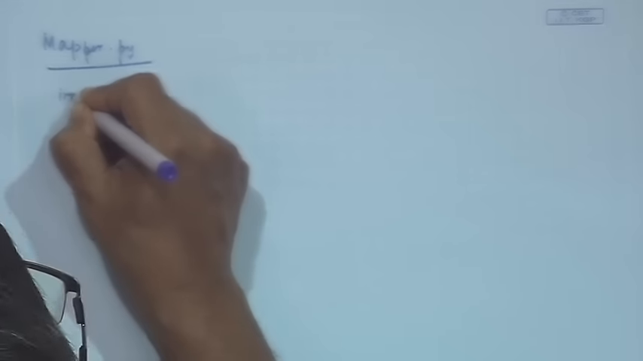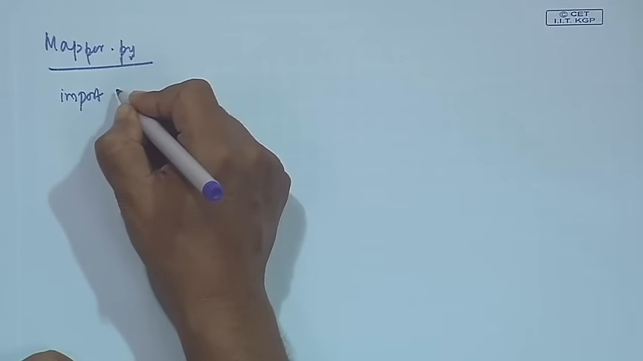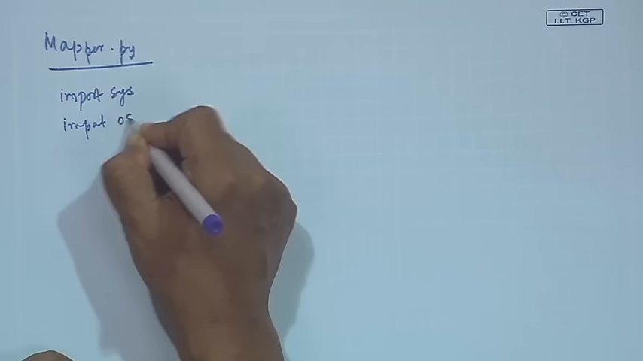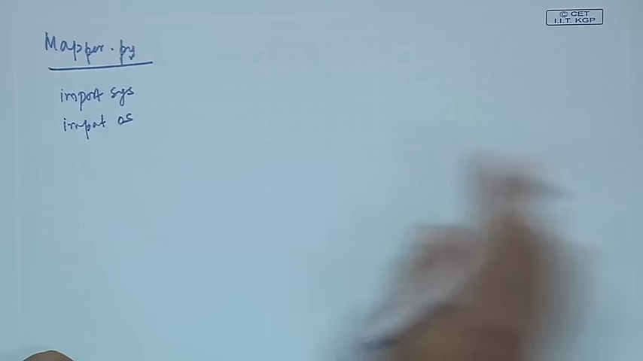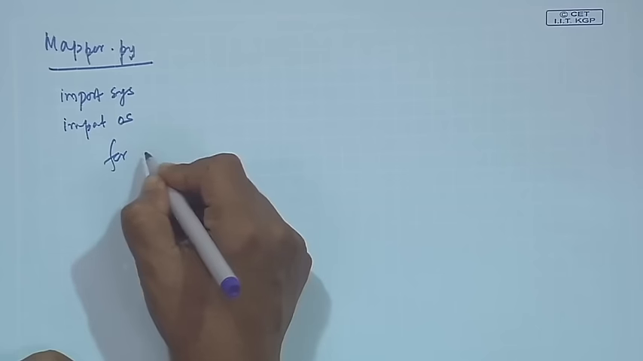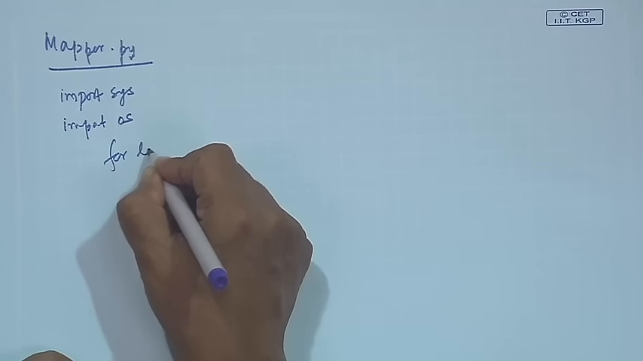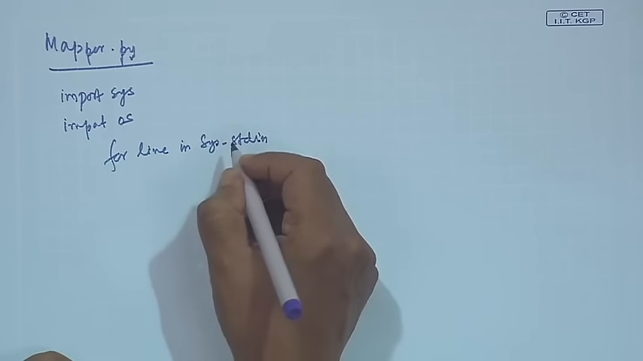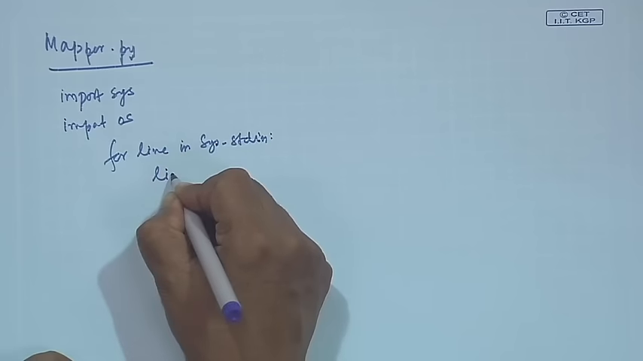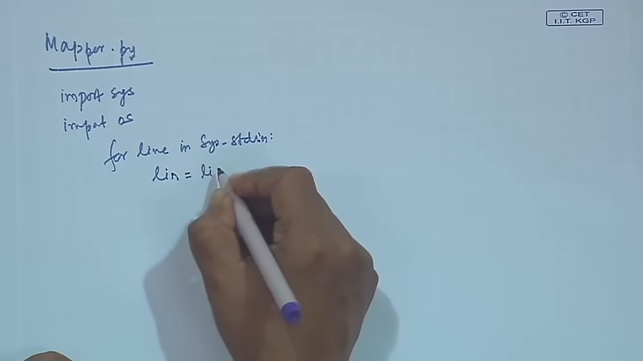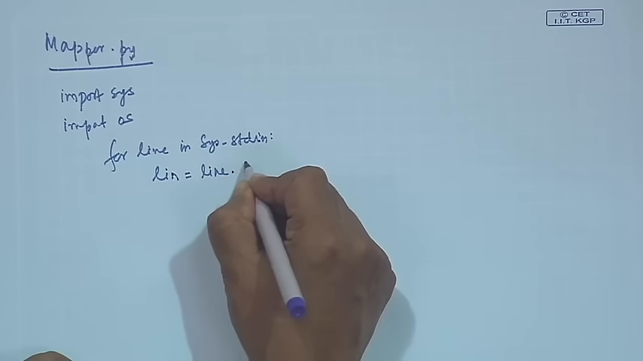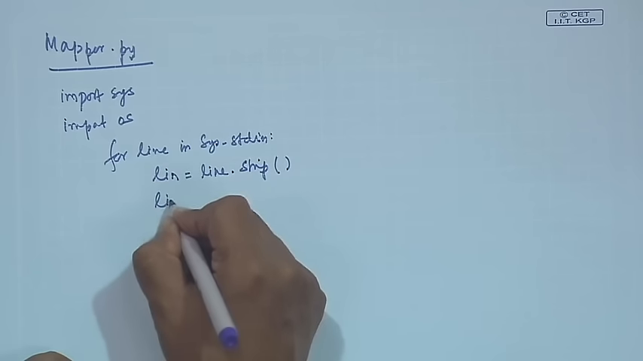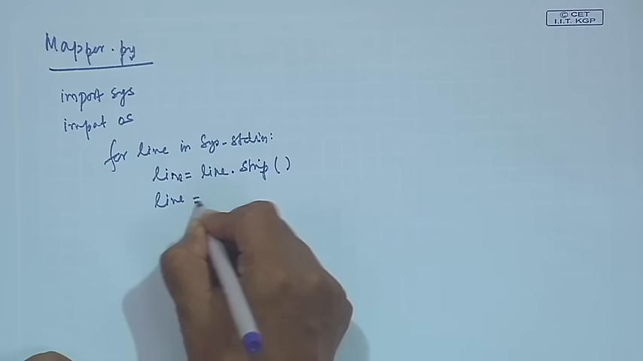So for this, for a line in sys.stdin, what we are doing, what we are considering, is that it is separated by a comma.